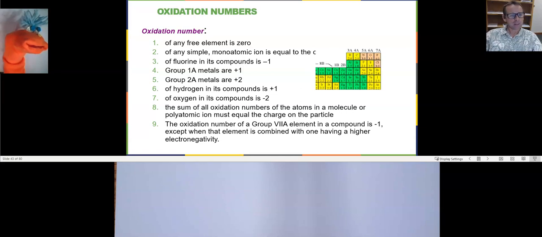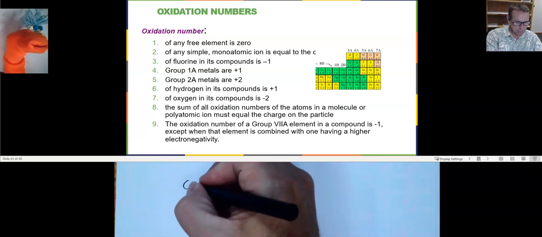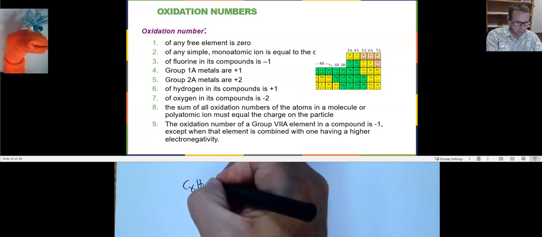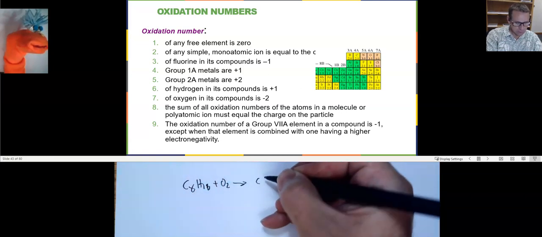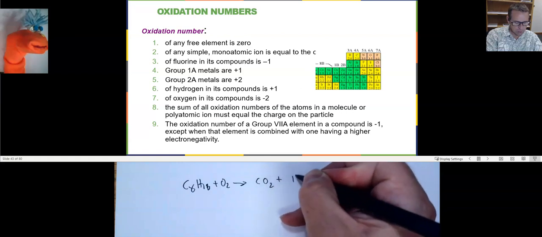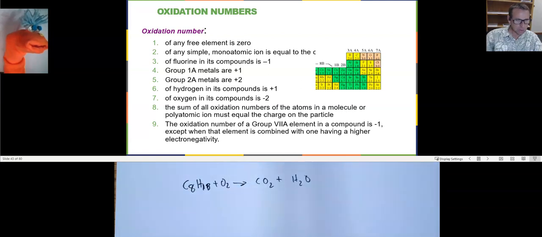Okay? And we now want to be able to look at a chemical reaction like this one here, C8H18 plus O2 coming together to form carbon dioxide and water. This reaction isn't balanced right now. I haven't balanced it, but we don't need to balance it to recognize that simply by looking at the elements here within these compounds, it might not be so easy to identify the oxidation numbers.